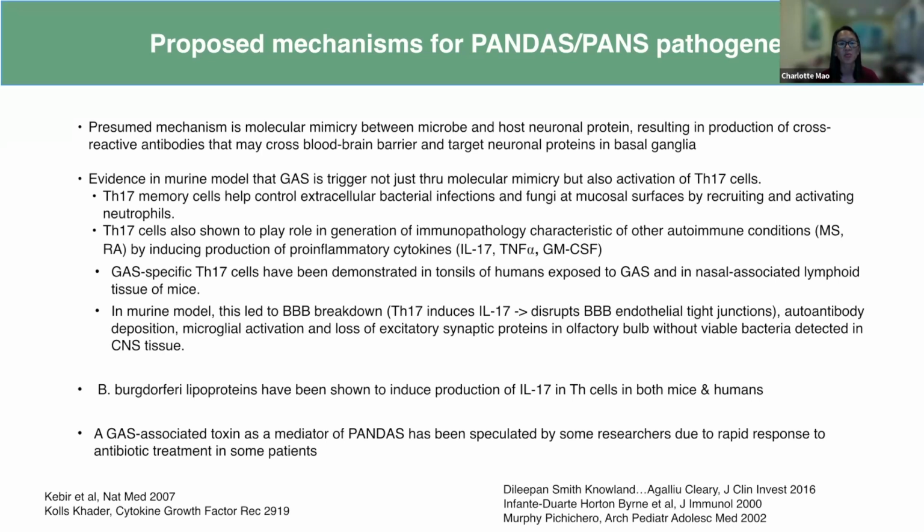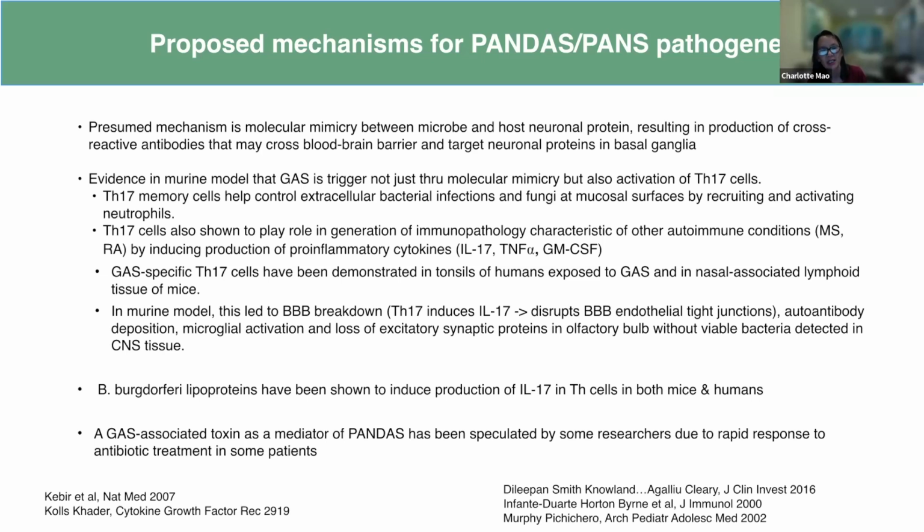And there is evidence in a murine model that group A strep, which is the most well-studied of the microbial triggers, can be a trigger not only through molecular mimicry, but also through activation of Th17 cells, a type of helper T cell called type 17 Th cells. And these Th17 memory cells help control extracellular bacterial infections and fungal infections at mucosal surfaces by recruiting and activating neutrophils. But they have also been shown to play a role in the generation of immunopathology characteristic of other autoimmune conditions, for example, MS and rheumatoid arthritis, by inducing the production of a variety of pro-inflammatory cytokines, including IL-17 and TNF-alpha.